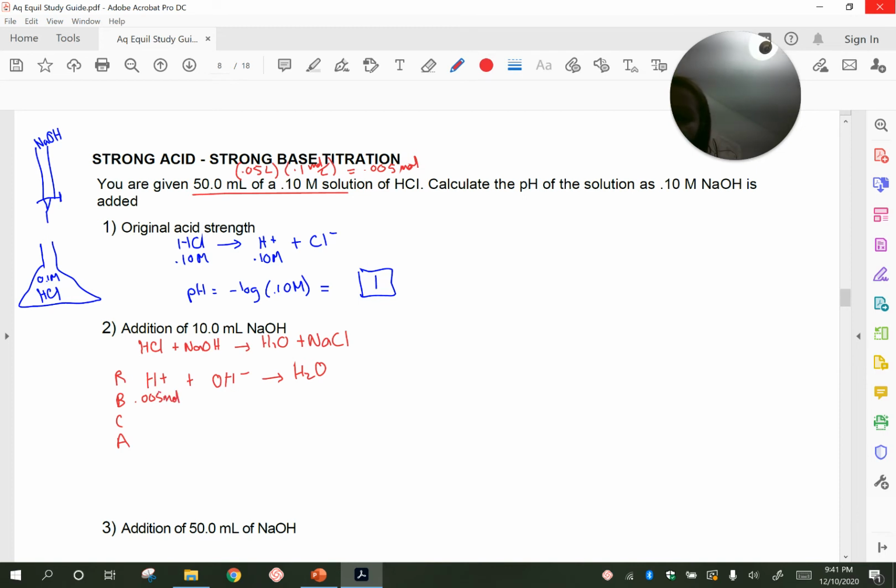Let's look at our NaOH. In this case, I'm given 10 milliliters, and we know that it's 0.1 molar. So I'm going to do that on the side here. So 10 milliliters, 0.01 liters times 0.1 molar, which is 0.1 moles per liter. So this gives me 0.001 moles of my NaOH.